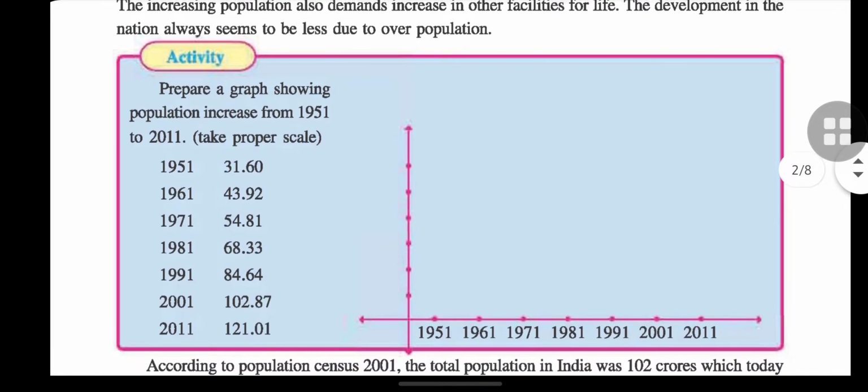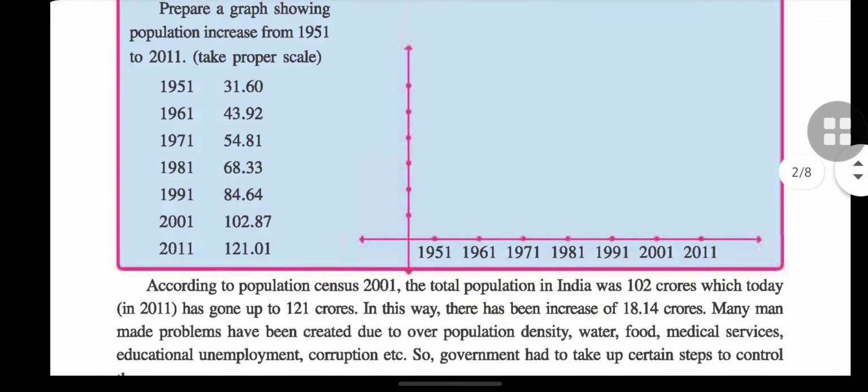Here is a chart where we can point out the average overpopulation in 10 years. Starting from 1951, the total population was 31.60 crore. It gradually increased, and in 2011 India's population has reached 121.01 crore. So you can imagine, it has multiplied 4 times. That you can show in the chart.